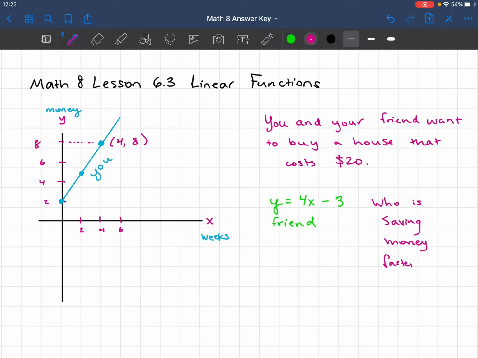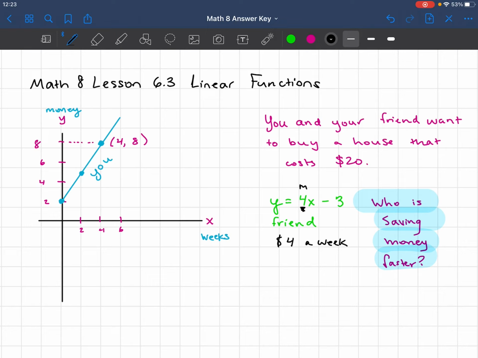So let's say that the first part of our problem wants to know who is saving money faster, you or your friend. So in the case of your friend, you can actually just look at the rate of change, or m, to find that your friend is saving $4 per week. However, you have just a graph, and so we don't actually know how much you're saving a week.